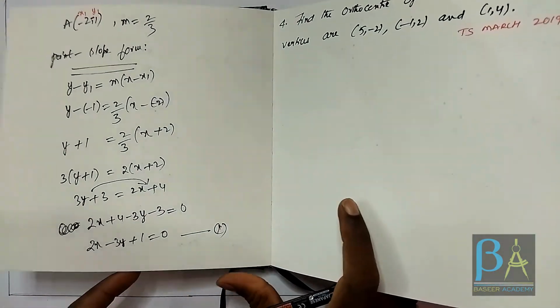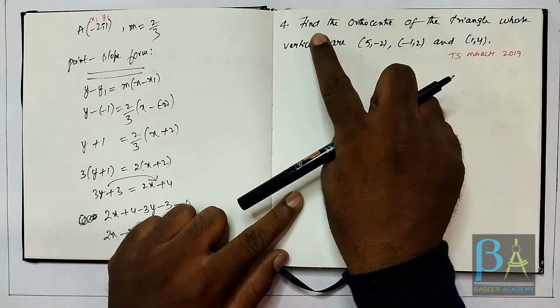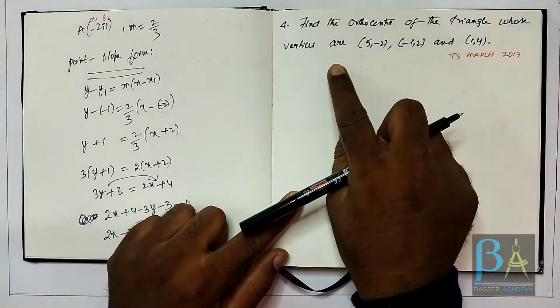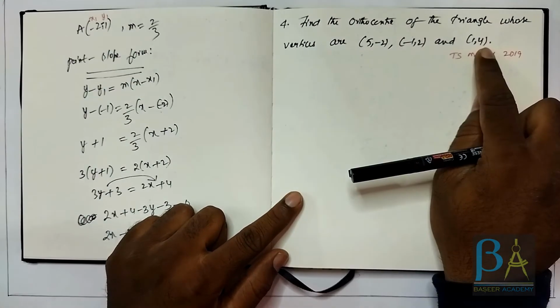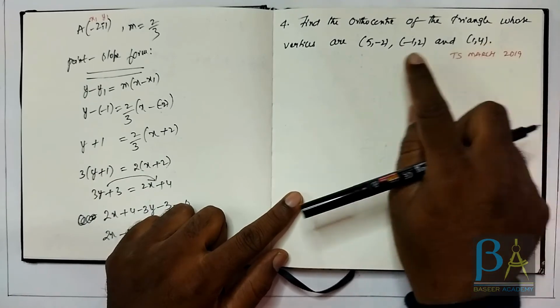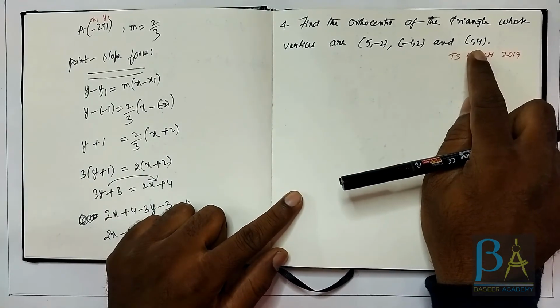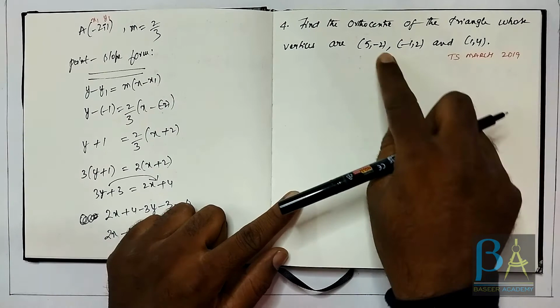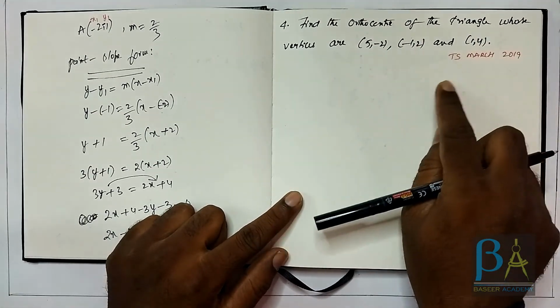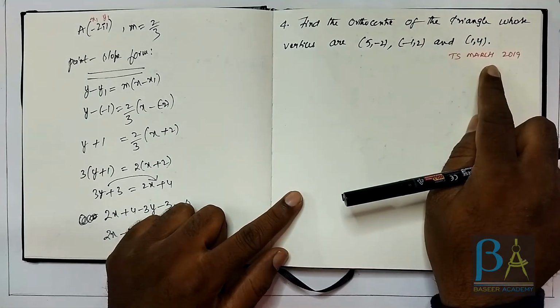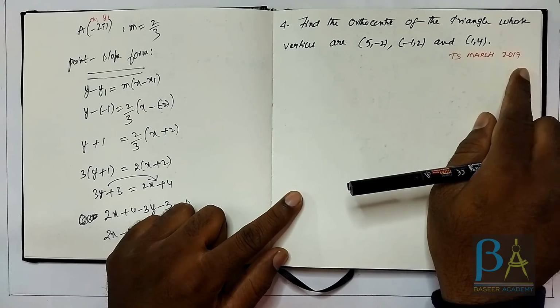Now, if you understood how to find the orthocenter of a triangle when the vertices of a triangle are given to you, then you should be in a position to solve this one. So you can make a note of this, try it by yourself, and let me know in the comments the orthocenter that you get when you find the orthocenter of the triangle whose vertices are given to you. This question was asked in Telangana State March 2019 question paper.